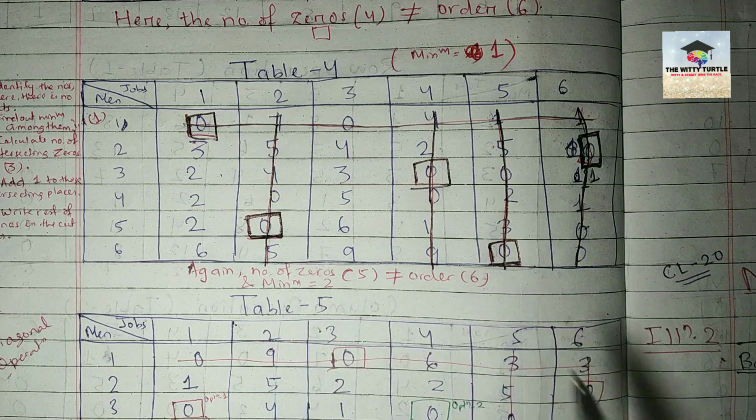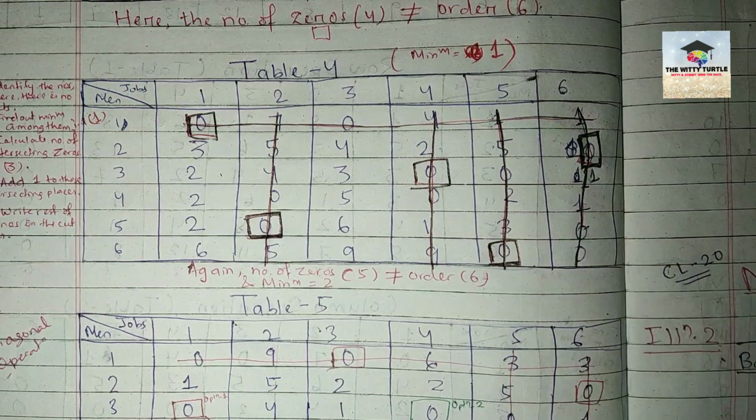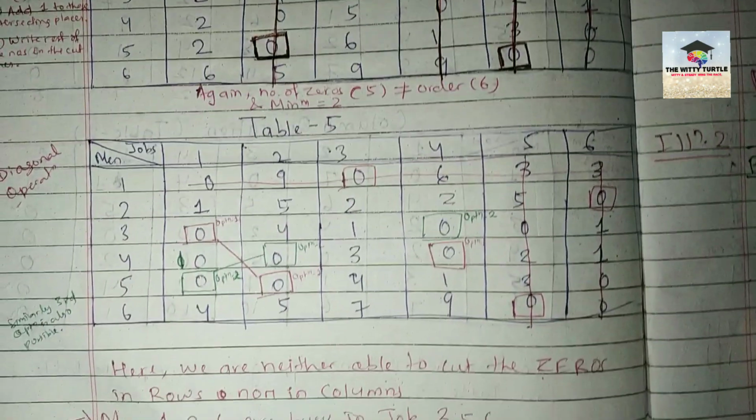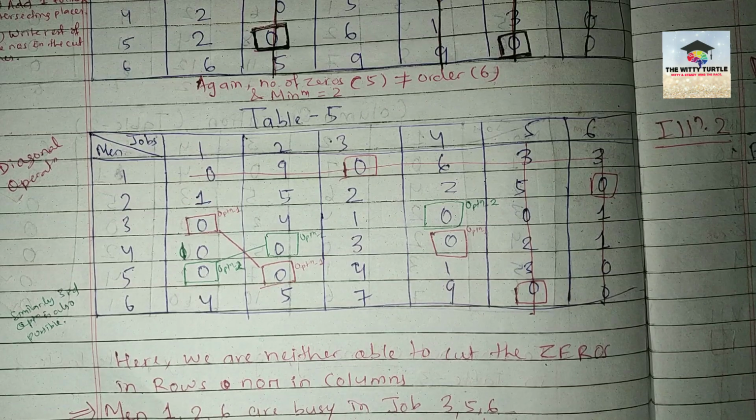So here, how many zeros can you see where a square is there? 1, 2, 3, 4, 5. 5 zeros and your order is 6. So again, optimality has not yet been reached. So now what do you need to do? Now you have to make another table.